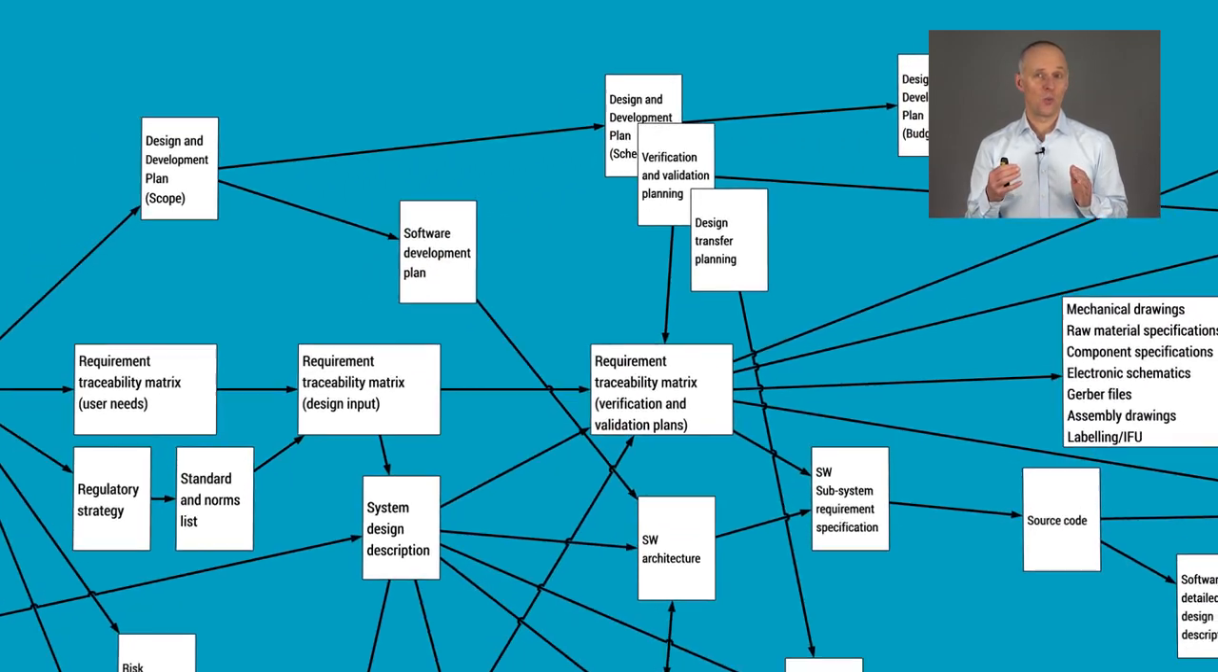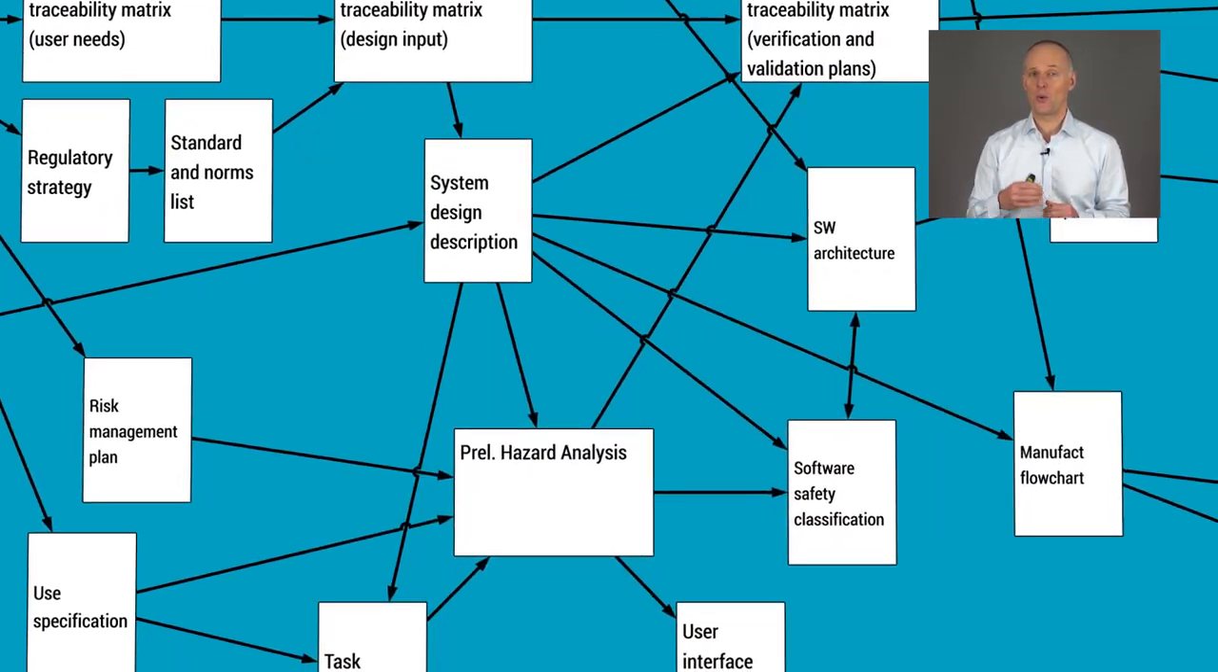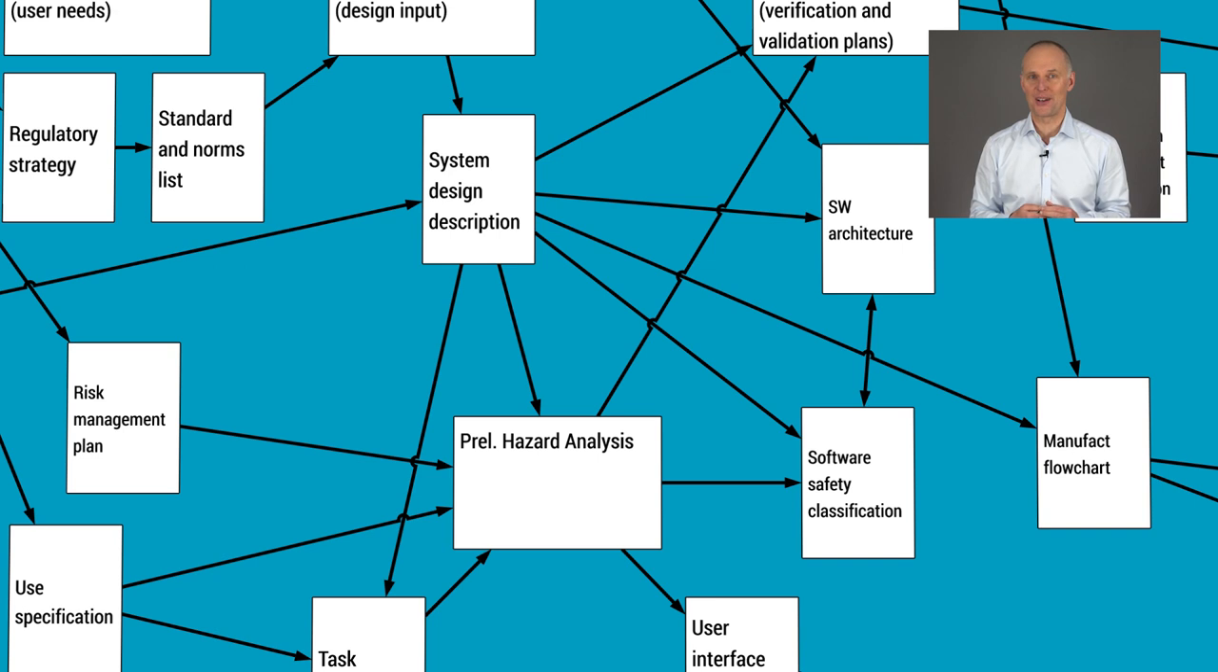Now, there are just one or two more things to mention before we get going on the detailed design of the product. When you know roughly what the system design is going to be like and you have started your risk management work, you can perform the software safety classification. If the software comes out with a higher classification than you wanted it to, you might have to go back and iterate both on system design and software architecture.